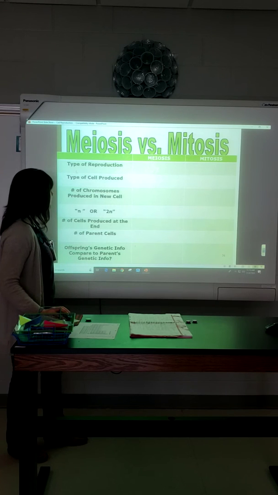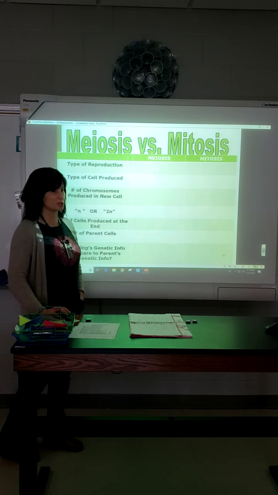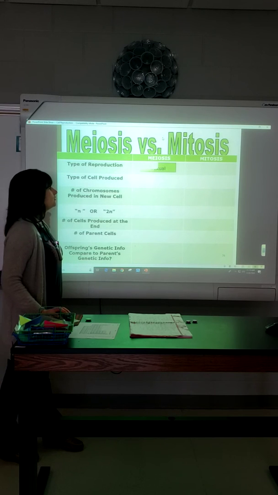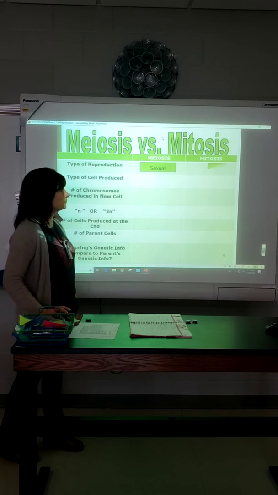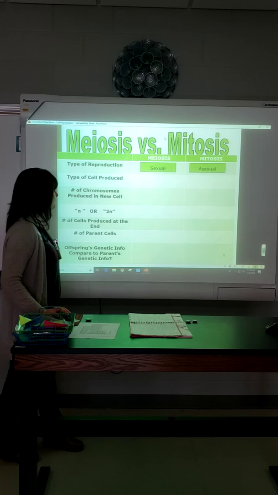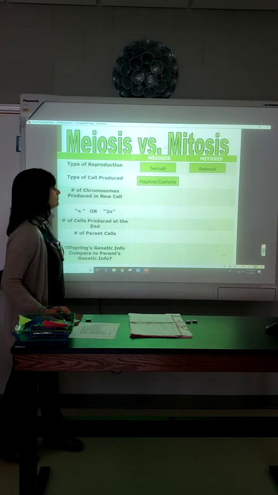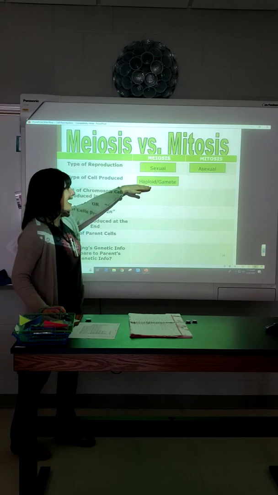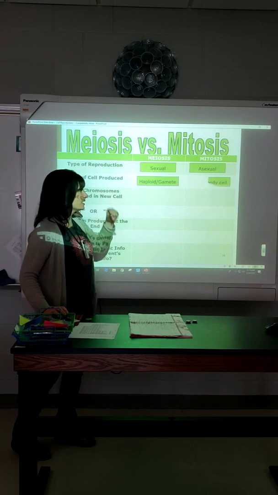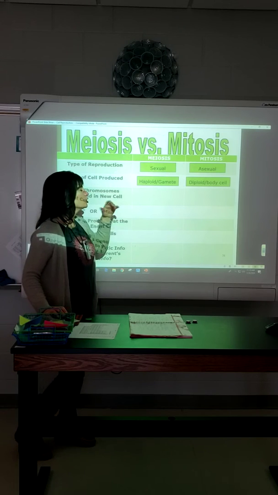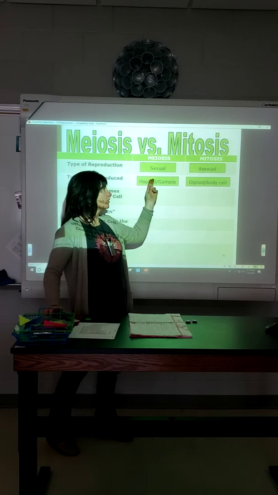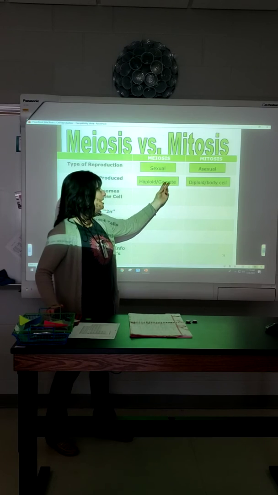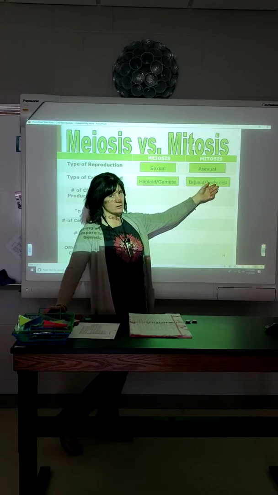So for meiosis, we're going to look at the type of reproduction, asexual or sexual. Meiosis is sexual reproduction, so mitosis would be asexual. Next, the type of cell that's produced: haploid or diploid. Haploid is the gamete, the sex cells, with half of the genetic information. Diploid is the body cells, with the double or full amount. Every other cell in our body is a body cell.